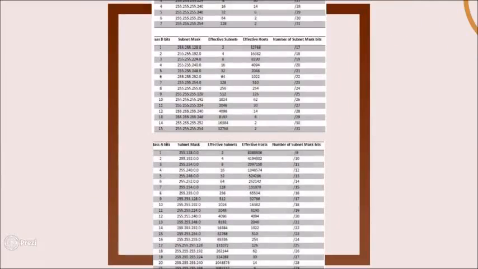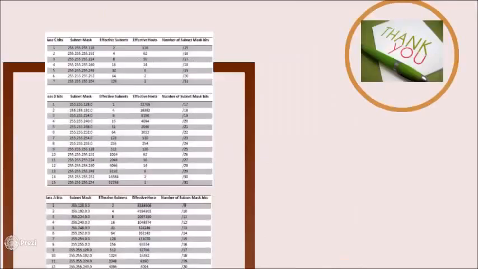Sometimes all the combinations and permutations can be very confusing, so here are some tables of the subnet possibilities. Hopefully it was helpful.